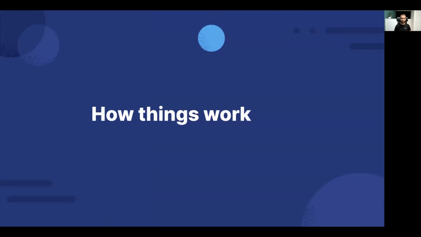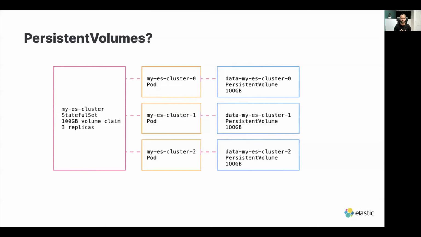So let's get started. How do things work? What are persistent volumes at all? So usually when we talk about persistent volumes, we associate that concept with the StatefulSet concept, which is a way to deploy stateful workloads in Kubernetes. So let's take an example here. On the left in that pink box, I'm deploying a StatefulSet with three replicas. And let's imagine this is an Elasticsearch cluster, but it could really be any sort of distributed database in this example. And in this StatefulSet, I'm specifying that I want 100 gig of storage per pod.